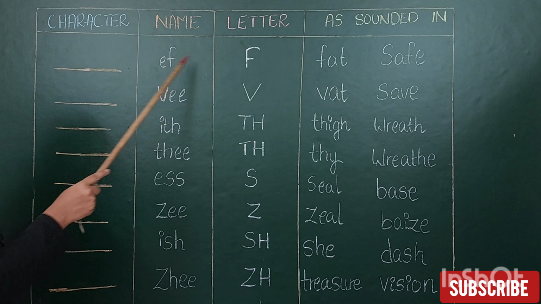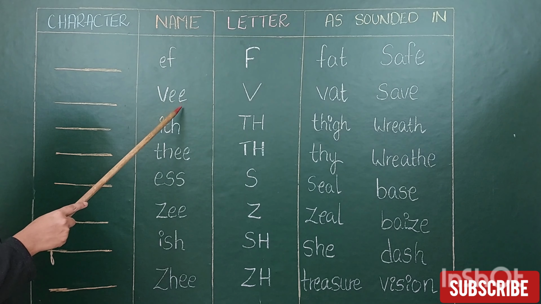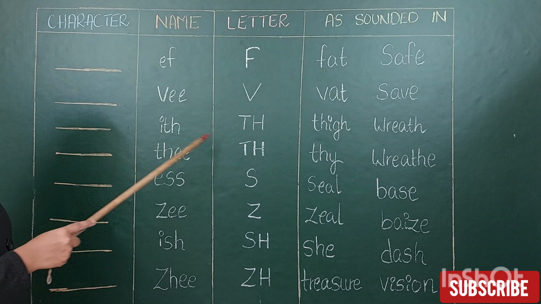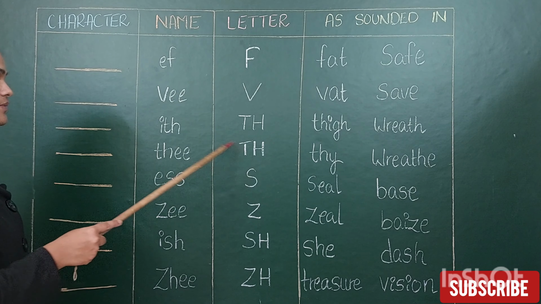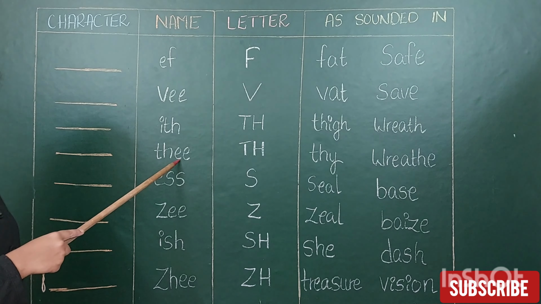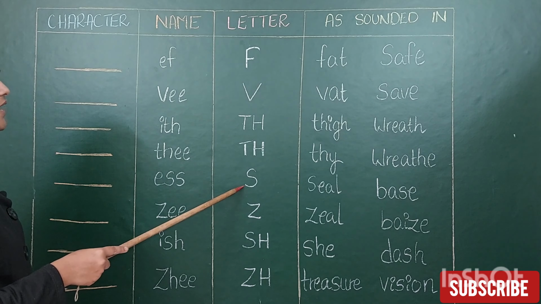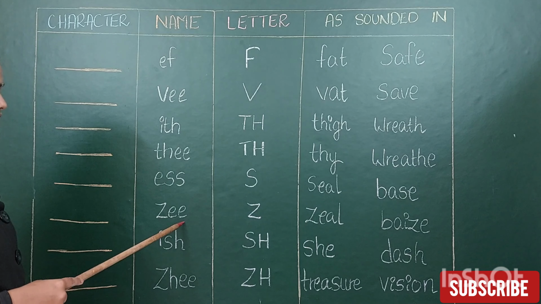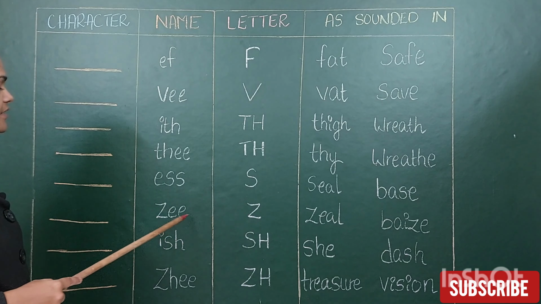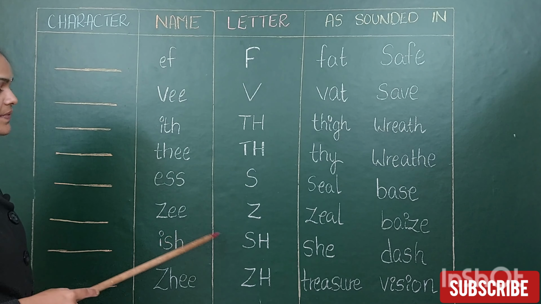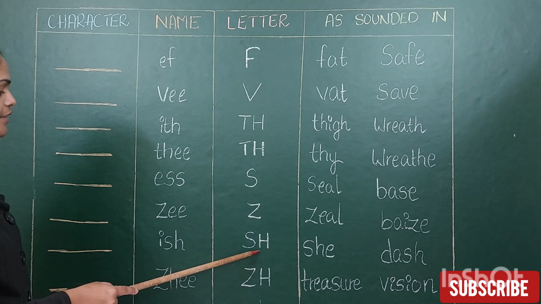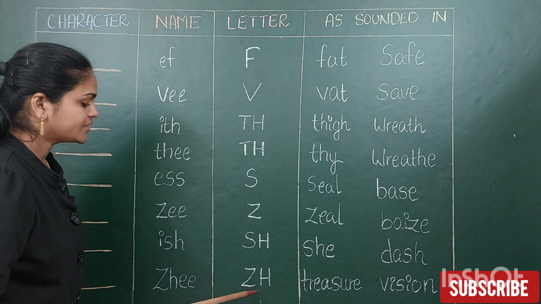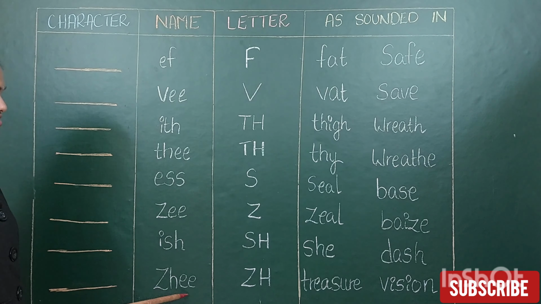When you write these letters, it sounds like so. First, when you write F, F, V, V. If you write TH, sometimes it sounds like T. It is S, S, Z, and G sound. When you write Z, it sounds like G. When you write SH, it sounds "ish". And when you write ZH, it sounds like G.